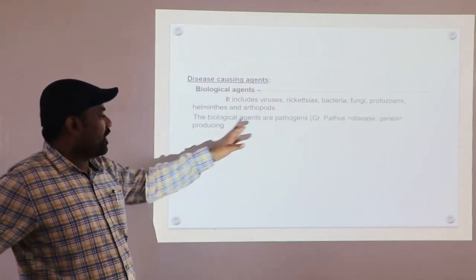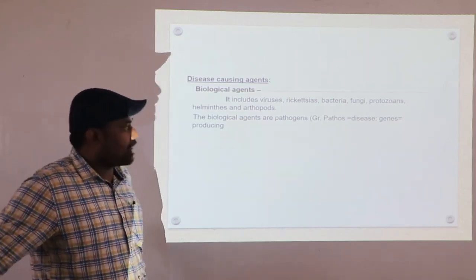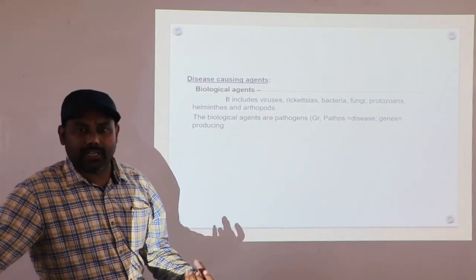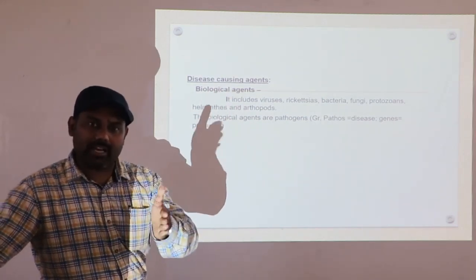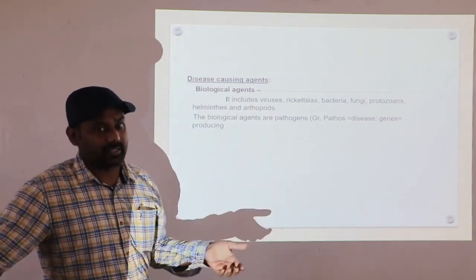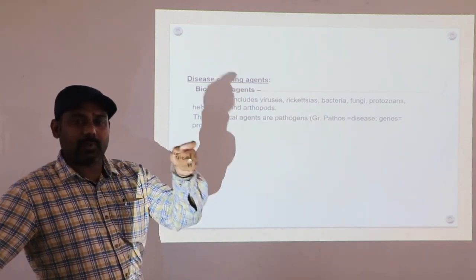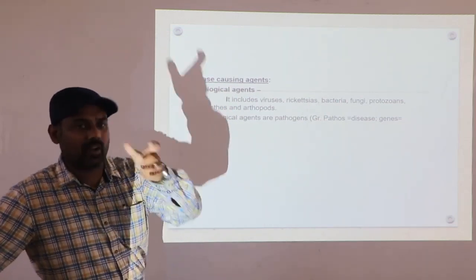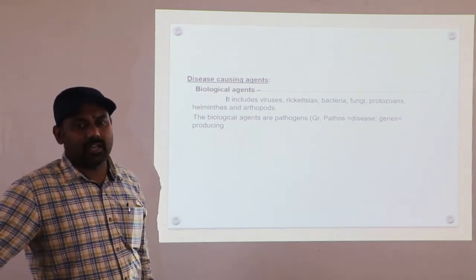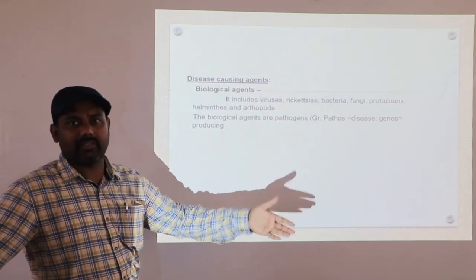Second one, the biological agents are pathogens. The word pathogens, in the Greek language, pathos refers to disease and genes refers to producing. It means those microorganisms which are going to cause disease to human beings are called pathogens. Patho, disease; genes, producing. So disease producing or disease causing microorganisms are called pathogens. Once again, write down: disease causing microorganisms are called pathogens, which includes viruses, bacteria, rickettsia, helminths, and so on.